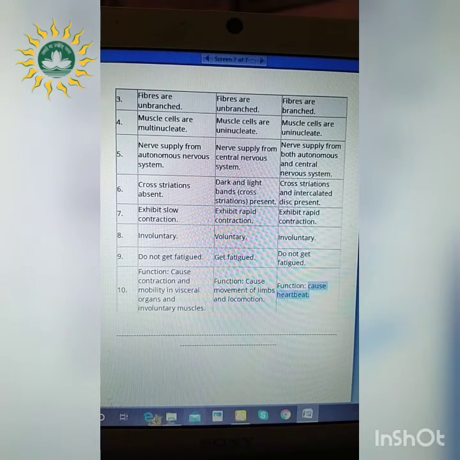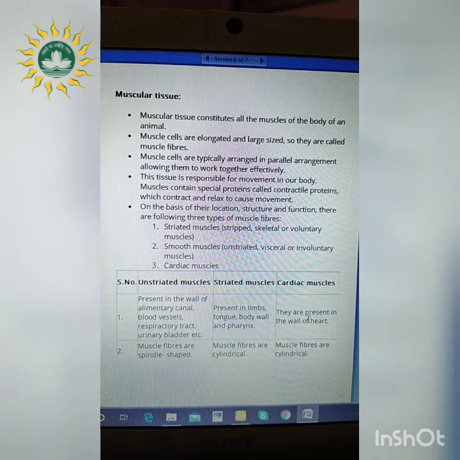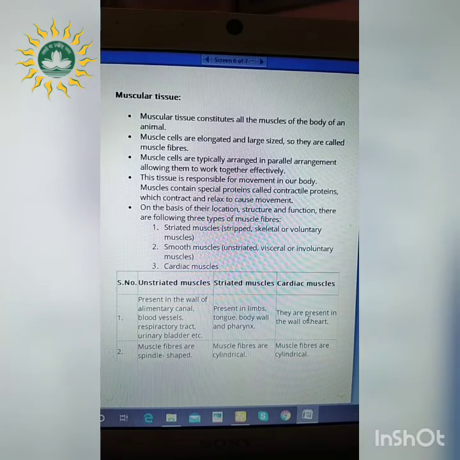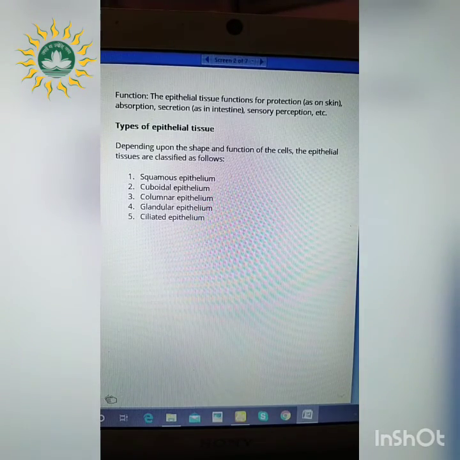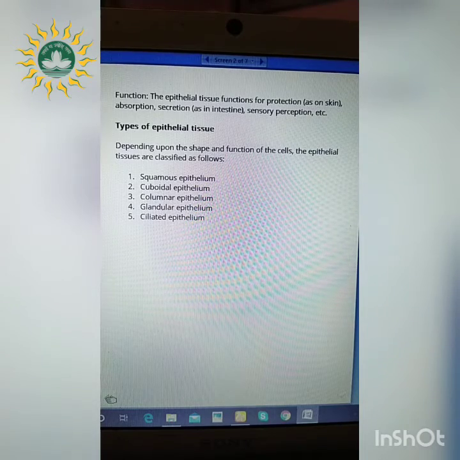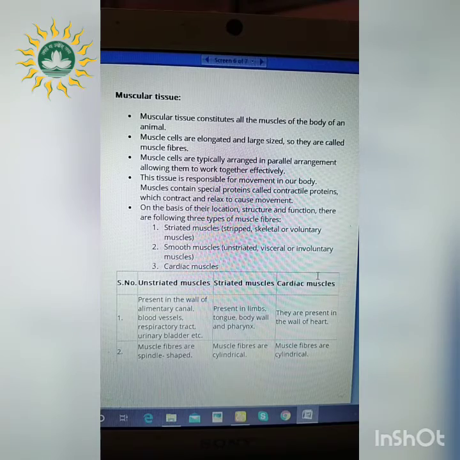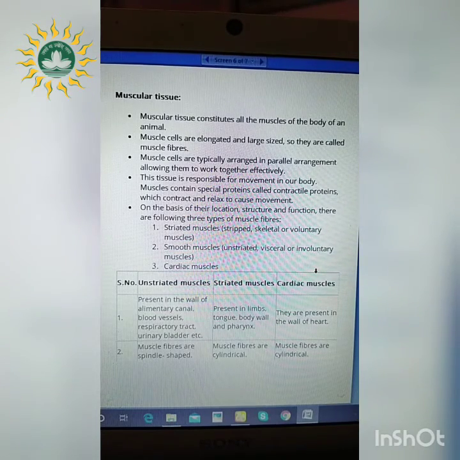So I hope this part on muscular tissue, the different types and their characteristic properties, is all clear to you, right? So in this lesson, what have we learned? We have learned about the different types of epithelial tissues, their characteristic features and differences, and we have also studied the muscular tissues, the different types, as well as their characteristic properties and functions. I hope that this part of this chapter is clear to everybody.